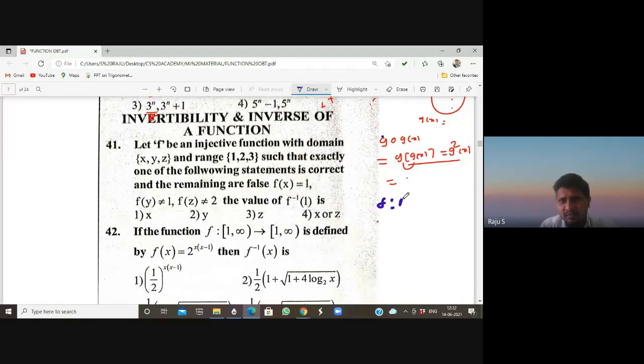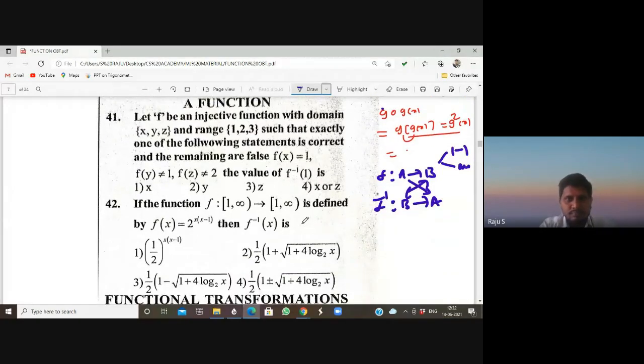F is a function from A to B. So then F inverse is from B to A. Because F is one-one and onto, here range is equal to codomain. This codomain becomes domain and domain becomes codomain. This is F inverse, right? Fine.